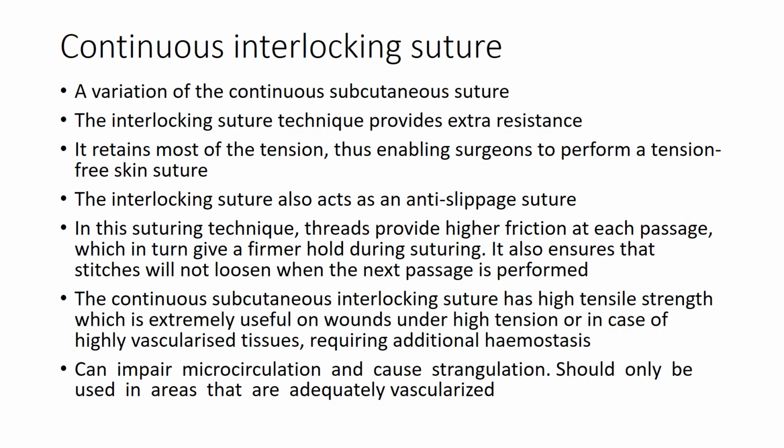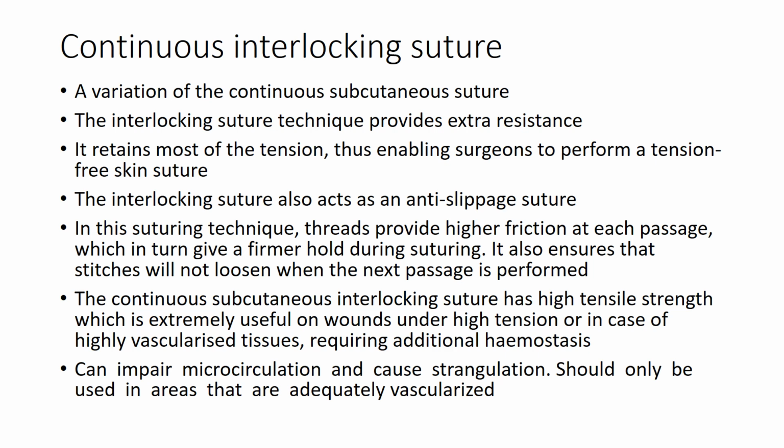The next technique is continuous interlocking suture. This is a variation of the continuous subcutaneous suture. The interlocking suture technique provides extra resistance. It retains most of the tension, thus enabling surgeons to perform a tension-free skin suture. The interlocking suture also can act as an anti-slippage suture. In this suturing technique, threads provide higher friction at each passage, which in turn gives a firmer hold during suturing. It also ensures that stitches will not loosen when the next passage is performed.